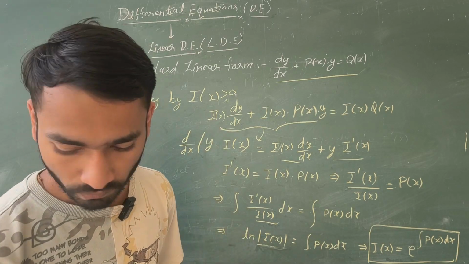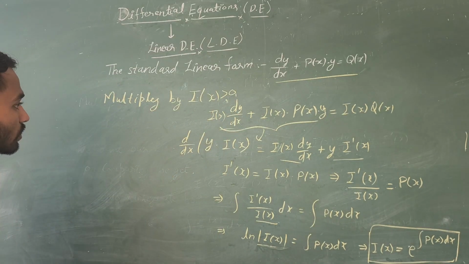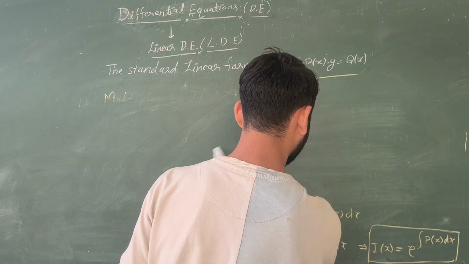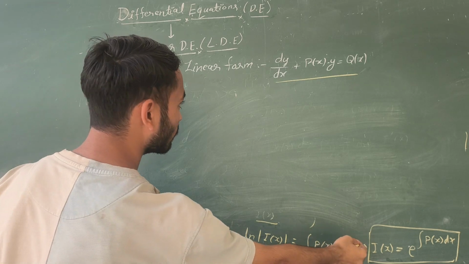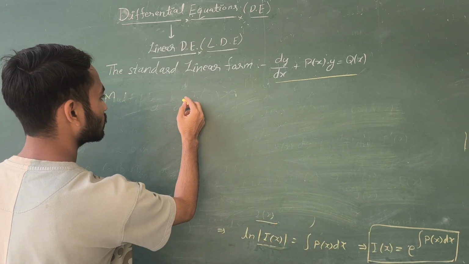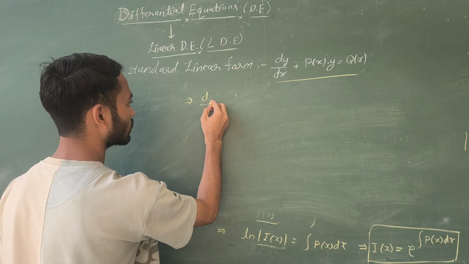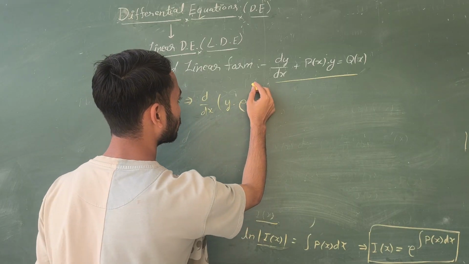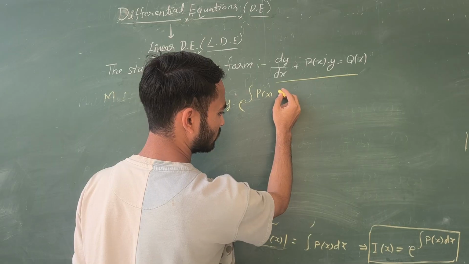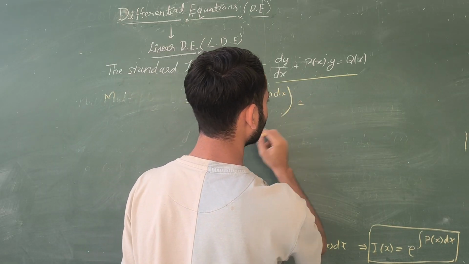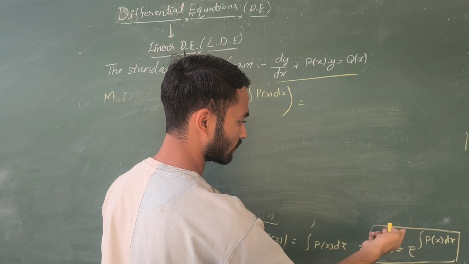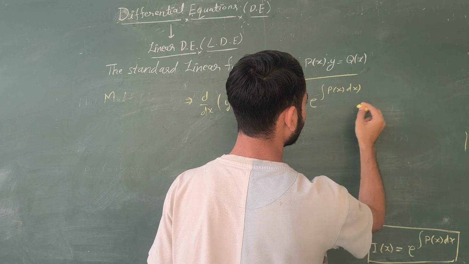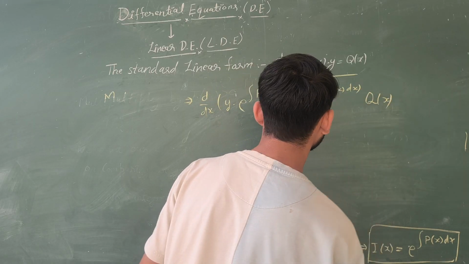Now, what do we benefit from this? We can remove this part. What do we get? If we multiply this equation by e to the power this, then the LHS will be d by dx of y times e to the power integration P(x) dx, is equal to, what was I(x)? e to the power integration P(x) dx, and Q(x).